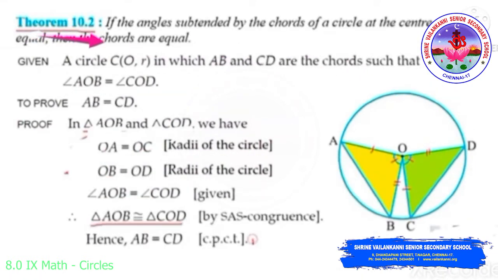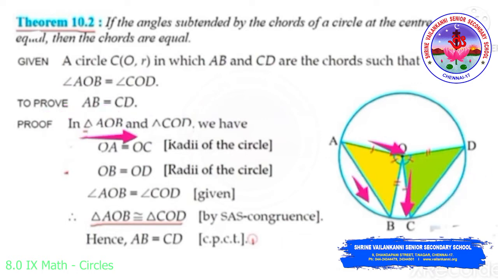Theorem 10.2. If the angles subtended by the chords of a circle at the center are equal, the chords are equal in their length. Given a circle with center O and radius R in which the chords AB and CD subtend angles at the center, and it is given that those angles are equal to each other. To prove AB is equal to CD, that is, the chords are equal.